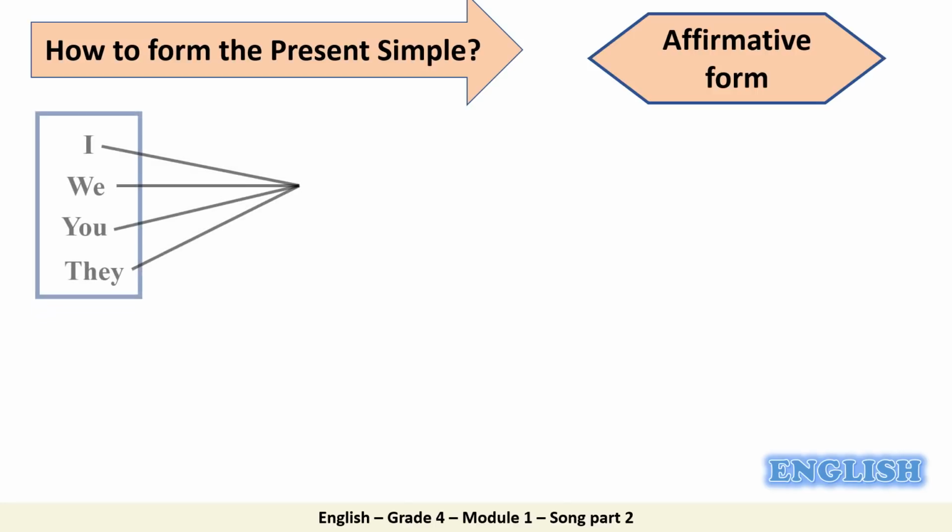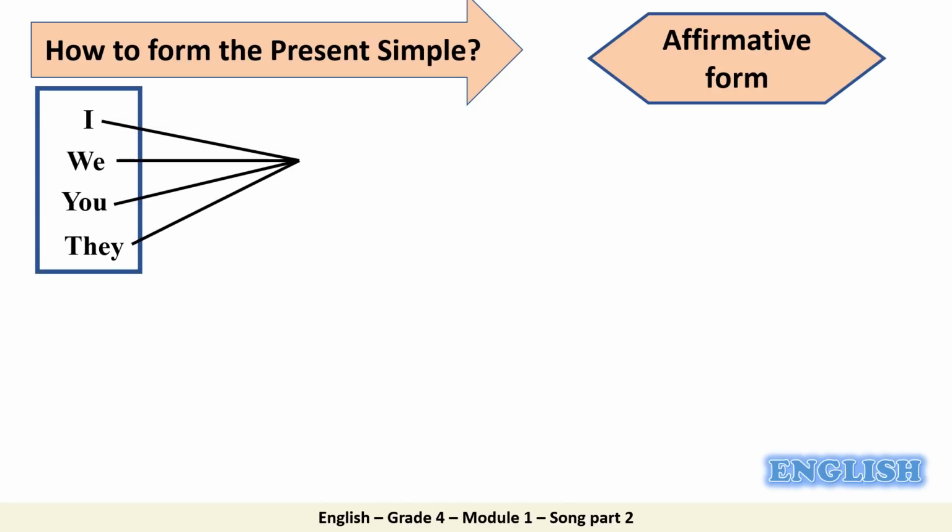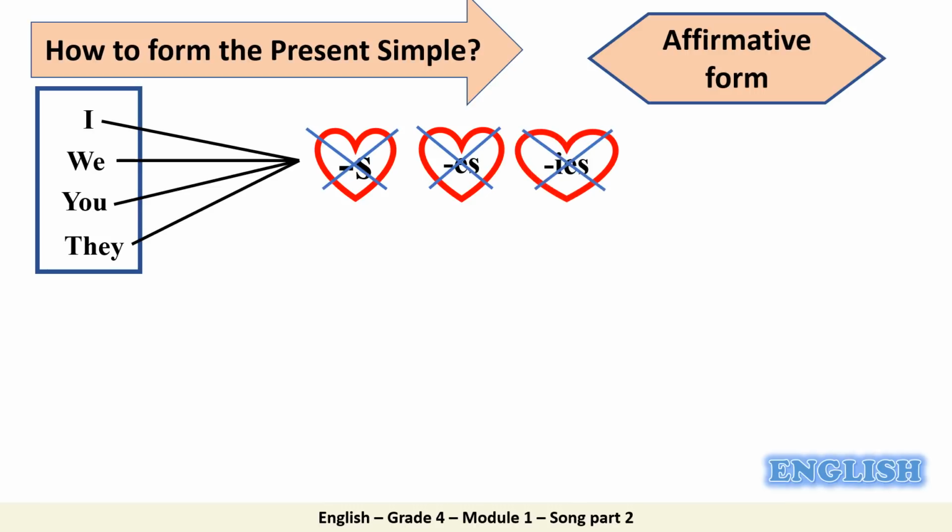Here I have I, we, you and they are bad family. Why? Because they don't like visitors. They don't like any additions to the verb. They don't like s, they don't like es, and they don't like ies. Let's see the examples here.